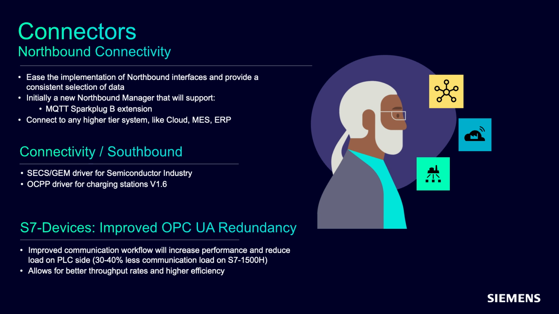On southbound side, on driver side, we will come up with 3.21 SECS/GEM driver for the electronic industry and OCPP to communicate with charging stations. On S7 side, here we have an improved OPC UA redundancy option, and this redundancy option gives you the possibility to reduce the communication load on your especially S7 1500H by using a new redundancy option there.